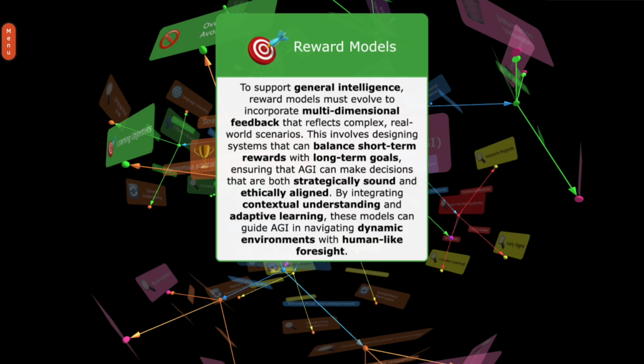To support general intelligence, reward models must evolve to incorporate multidimensional feedback that reflects complex, real-world scenarios. This involves designing systems that can balance short-term rewards with long-term goals, ensuring that AGI can make decisions that are both strategically sound and ethically aligned. By integrating contextual understanding and adaptive learning, these models can guide AGI in navigating dynamic environments with human-like foresight.